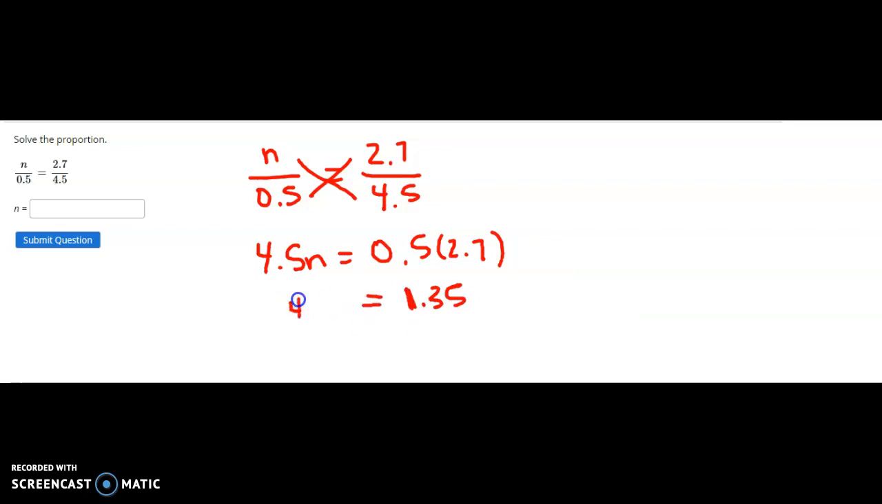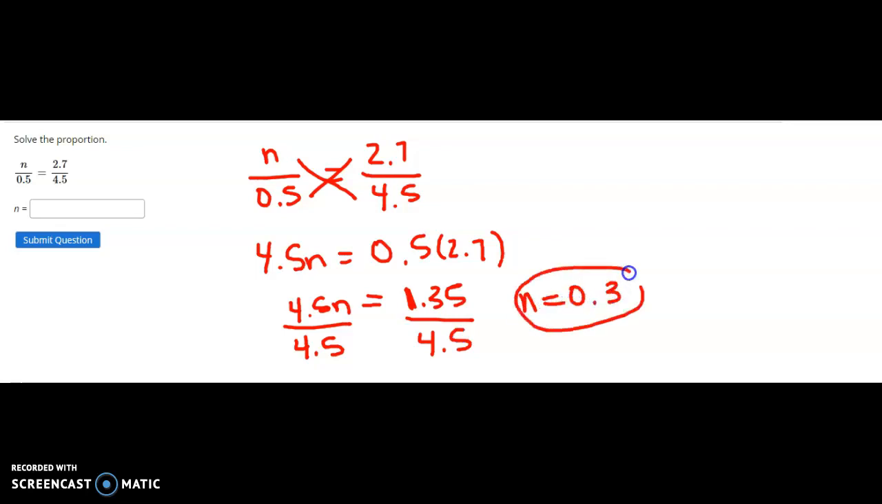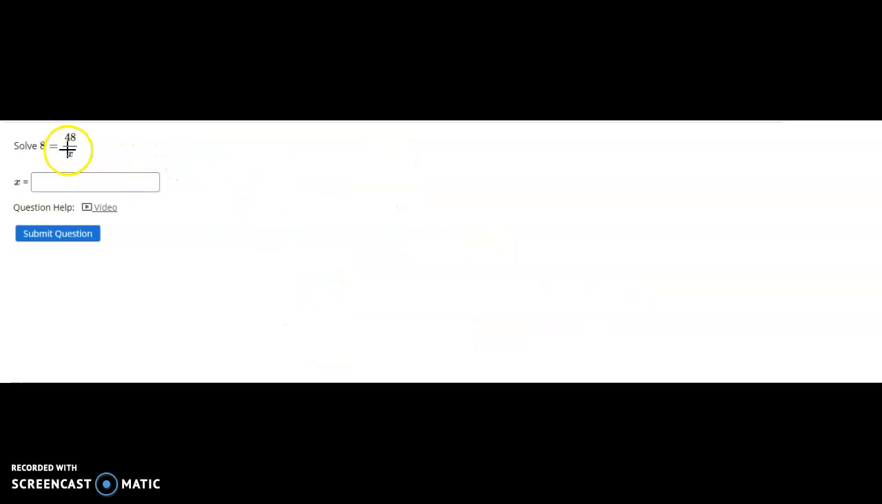1.35 equals 4.5n. We're going to divide both sides by 4.5 so we can isolate that n. And I think that's going to be 3.3. So n will equal 0.3 for our final answer. So notice we're still using cross multiplying. We just want to make sure we're careful to put in the decimals, but we still solve using the same method.